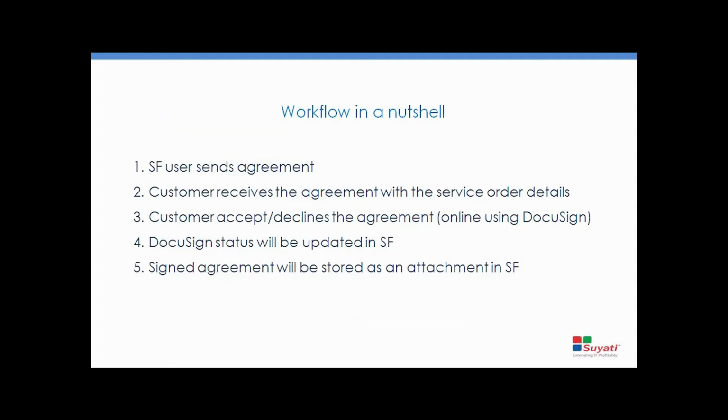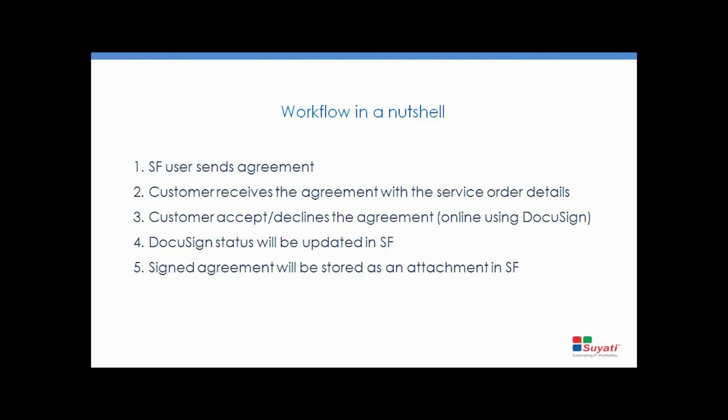So the complete workflow which we just now discussed, to put it in a nutshell, has 5 simple steps. The first thing is that the Salesforce user sends an agreement, that is, on clicking of the button, and the customer receives the agreement with the service order details, and the customer can accept or decline the agreement. All these first 3 steps get initiated from Salesforce, but pass through to the customer through DocuSign. And the moment the customer either accepts or declines, the same thing will be reflected in the Salesforce record.